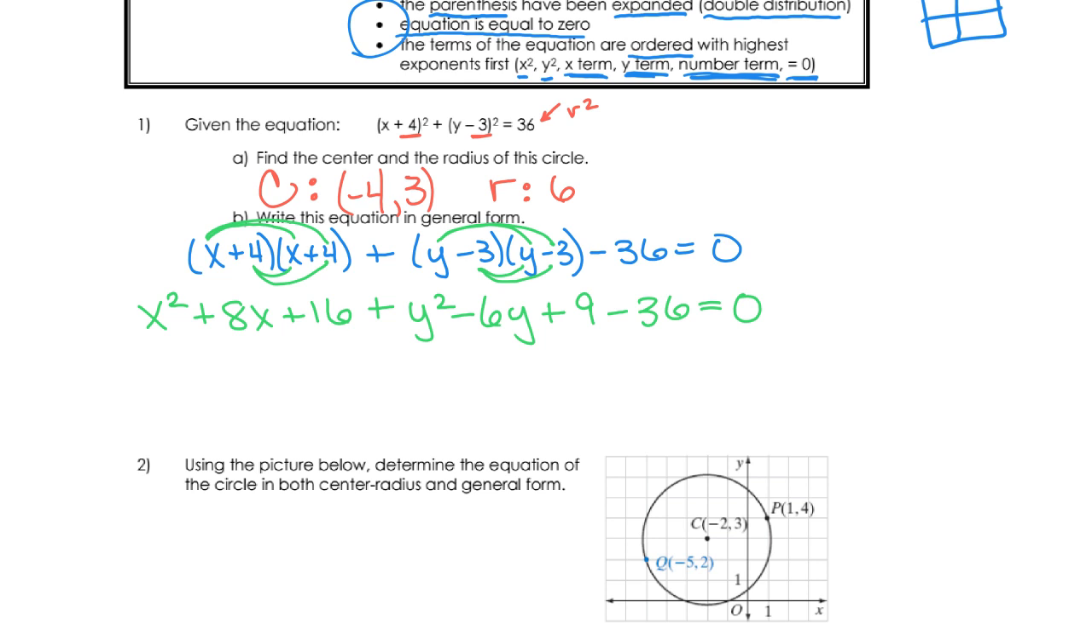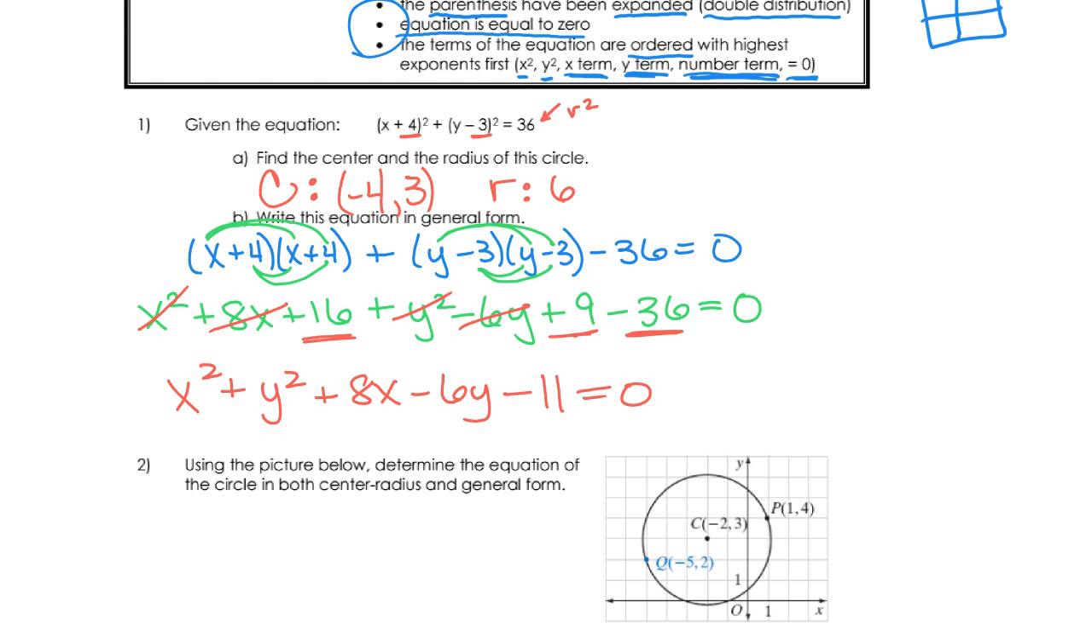Okay? And I'm going to hit up the last bullet, which says I have to order my terms. So my first term that I'm going to put is my x squared term. He's gone. Okay? Next one up, my positive y squared term. Gone. Okay? Next up, my x term, which is positive 8x. Then my next term, which is a minus 6y. Okay? And then what I have here is 3 number terms, and they have to get combined. So you have 16 plus 9, which is 25, and then 25 minus 36 is negative 11 equals 0. Box them up, and that right there is general form of a circle equation.